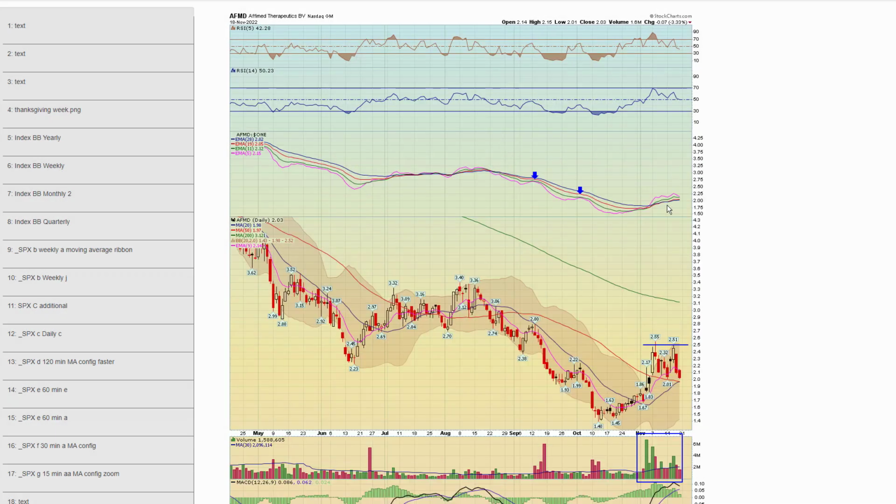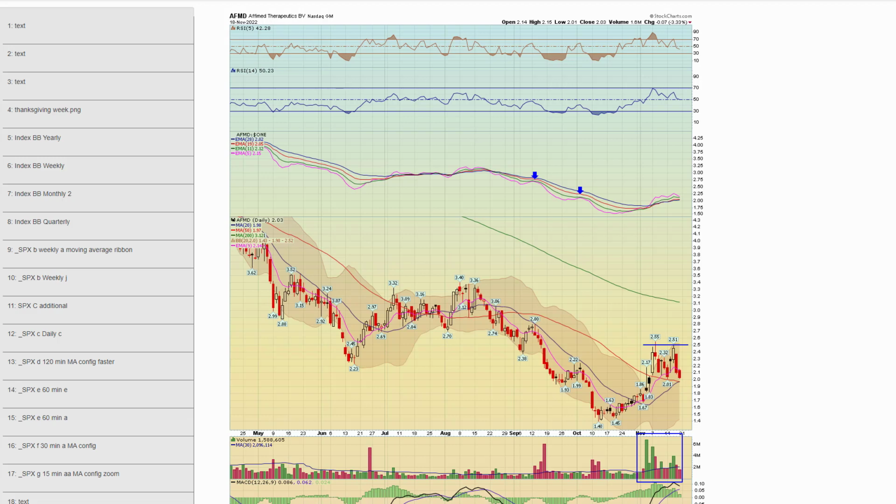Next, chart 90, AFMD, a long idea I put out a week ago. Resistance at 2.51. It never triggered there, but I'm watching it here, guys. Despite this pullback, I may look to take a lower risk entry down here instead of waiting for it to take out resistance up here.